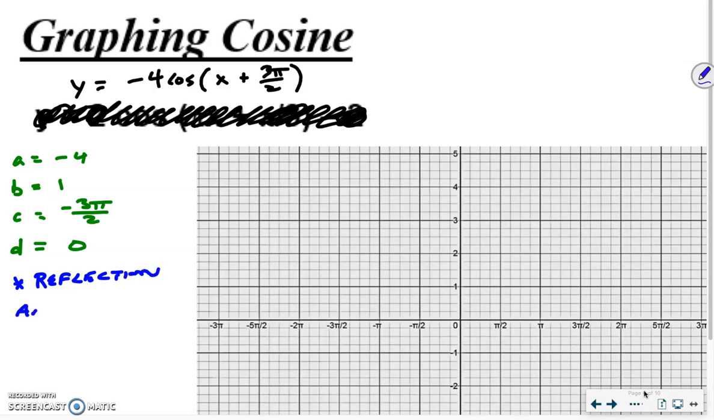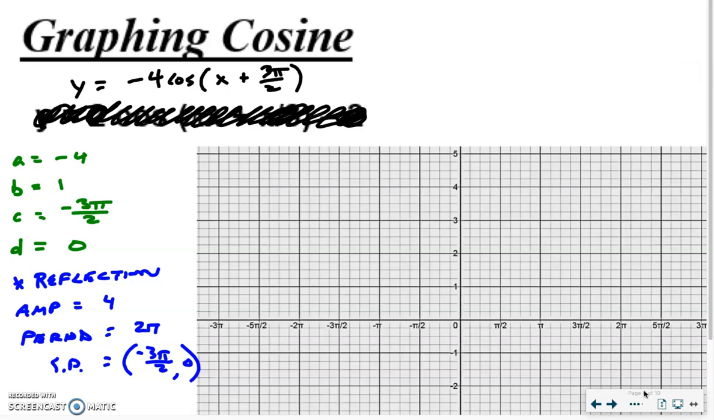Let's see, the amplitude. Again, this is cosine, so yes, it truly does have amplitude, according to the definition. The amplitude is going to be the absolute value of A, so the absolute value of negative 4 is 4. The period for cosine, remember that period is 2 pi divided by B, so 2 pi divided by 1 is 2 pi. And then our starting point, remember, is (C over B, D). So C is negative 3 pi over 2 divided by B, which is 1. So negative 3 pi over 2 divided by 1 stays negative 3 pi over 2, comma 0. And there's our starting point.